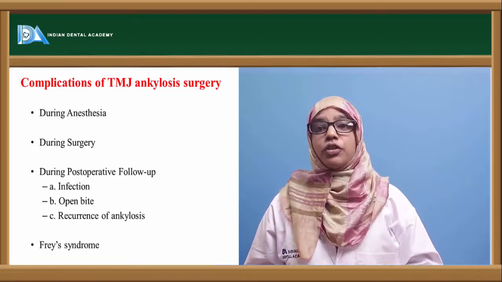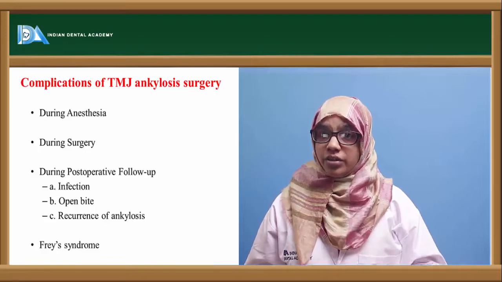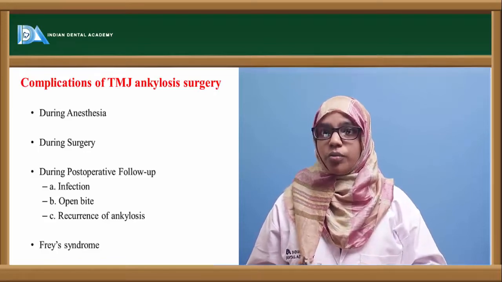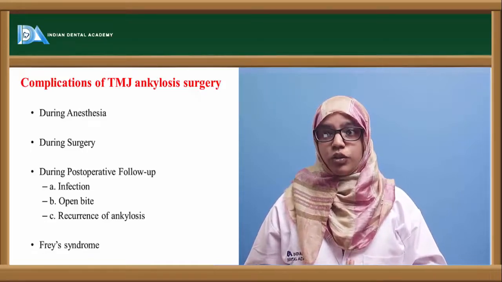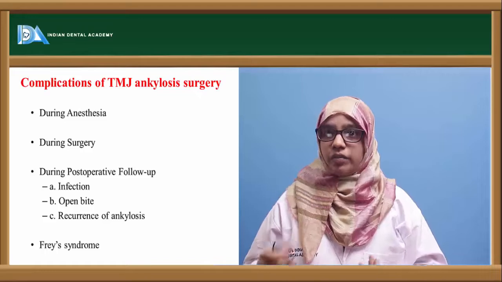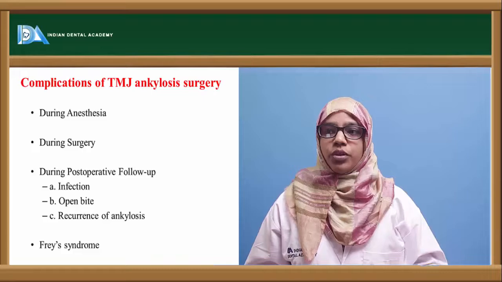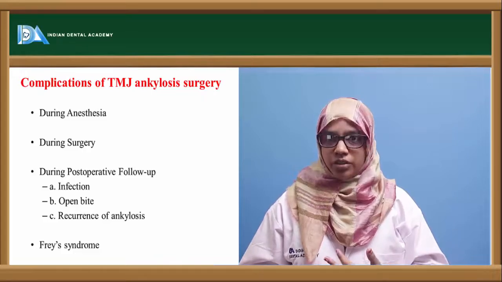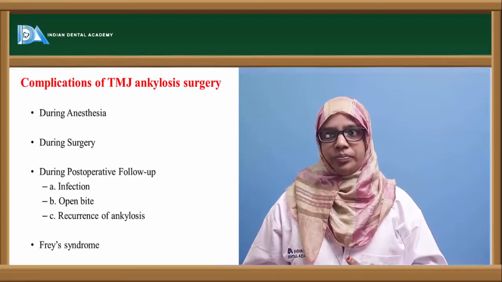Then during surgery, when you're removing the ankylotic mass, there are chances you might enter into the middle cranial fossa, or you might injure the vascular supply like the pterygoid plexus and internal maxillary artery, which will bleed. You need to pack it, wait till the bleeding stops, then you start the surgery again. Now, post-operatively, there could be infection, there could be open bite and recurrence of TMJ ankylosis.